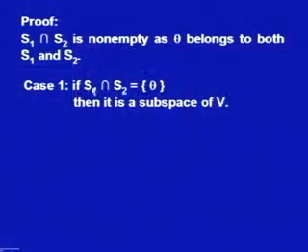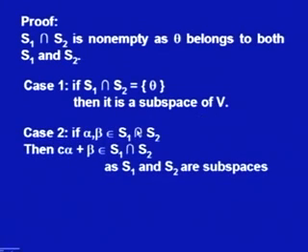Now, we consider two cases. The first case is if S1 intersection S2 is a singleton theta. If that is the case, then it is a subspace of V, because this we have already established. But in the second case, if there are vectors other than theta in it, so let us say there are two vectors alpha and beta belonging to this intersection S1 intersection S2, then let us consider C alpha plus beta.